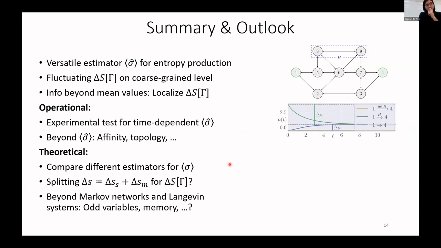So after this discussion, let me summarize the results we actually have here. We have a versatile framework for an estimator of entropy production that can be applied to various systems, and we have also discussed the conditions under which you have entropy production as a fluctuating quantity on the coarse-grained level. This allows us to localize where entropy production actually happens.